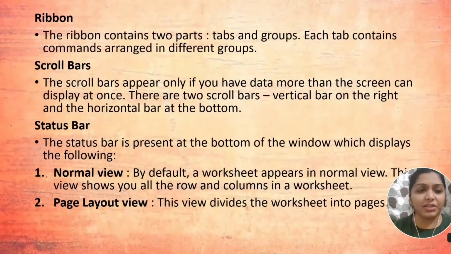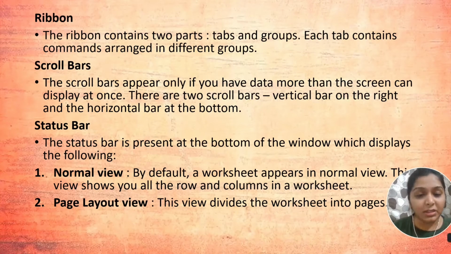In the last lecture, we have studied title ribbons and scroll bars. I have shown you in practical also, as well as I have shown you where is the status bar. Today, we will just have a quick review in the theory of the status bar. The status bar is present at the bottom of the window, which displays the following. It displays these options, the normal view. By default, a worksheet appears in the normal view. This view shows you all the rows and columns in the worksheet.